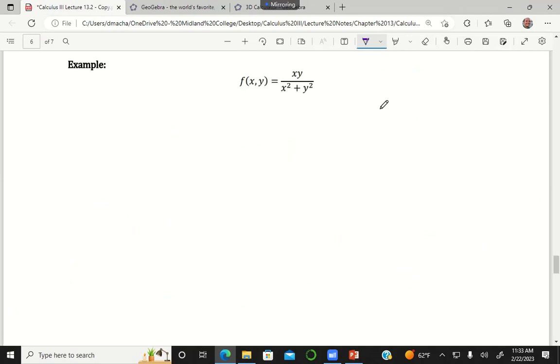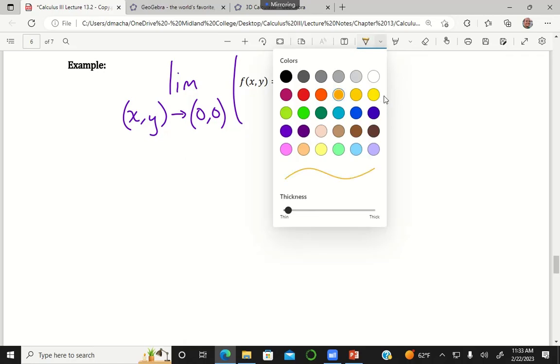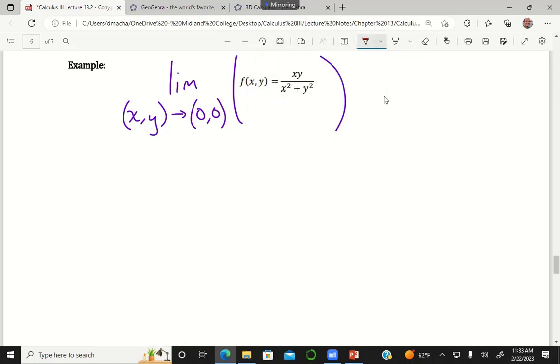So here we go. New function, xy over x squared plus y squared. Let's try to take this limit as any point approaches the origin. And so we're going to try out my favorite traces. We're going to try the plane where x equals 0 and then y equals 0, x equals y, and then x equals negative y, and we're going to see what we get each time.